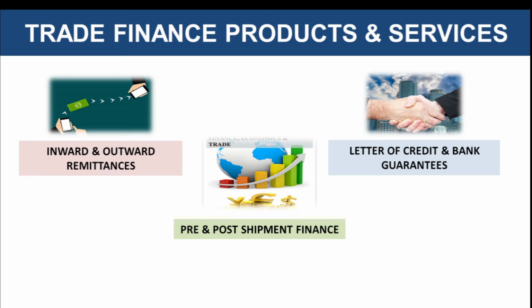A letter of credit is like a promise made by one bank to another bank that guarantees payment to the seller once certain conditions are met as per the LC. So LC documents are prepared. There are certain terms and conditions mentioned in that particular LC, and only when those terms and conditions are fulfilled is the payment guaranteed to be made.